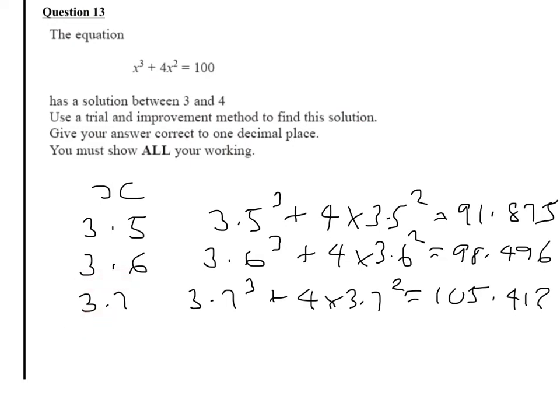or 3.7. It will be the number that got us closest to 100. And we can see that 3.6 got us to 98.496. That's about 1.5 below 100, whereas 105.413 is obviously 5.413 above 100. So the closest value using one decimal place only to 100 comes from 3.6. So the solution to one decimal place is 3.6.